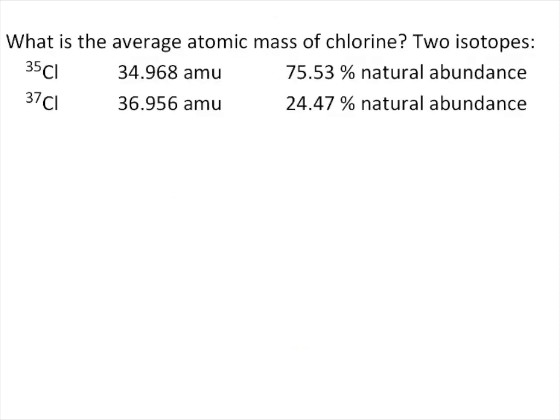So here's an example for you to do. What's the average atomic mass of chlorine? Chlorine consists of 2 isotopes. Here are their natural abundances. Here's the mass of each isotope. Pause the video, try it, and then I'll put the solution up in a minute.